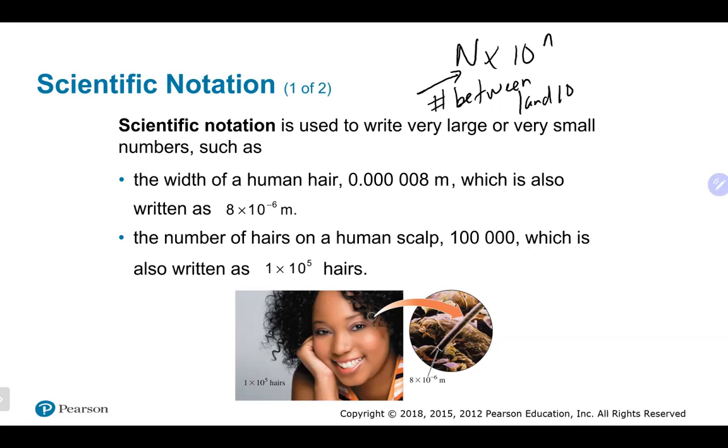That first number has got to be between 1 and 10. This number here is either going to be a positive or negative number, and it's based on how far you got to move it to actually get yourself to a number between 1 and 10.